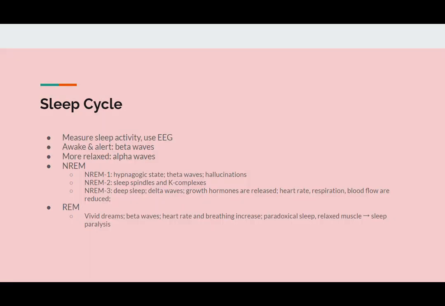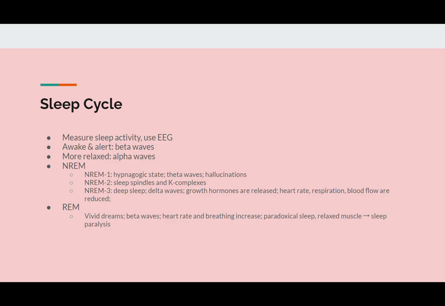The sleep cycle can be broken down into different stages. To measure sleep activity, neurologists use electroencephalograms (EEG), which we also mentioned in our video on the tools for examining brain structure and function. Electrodes taped to the skull allow the EEG to produce an image of the electrical activity, or waves, in the brain.